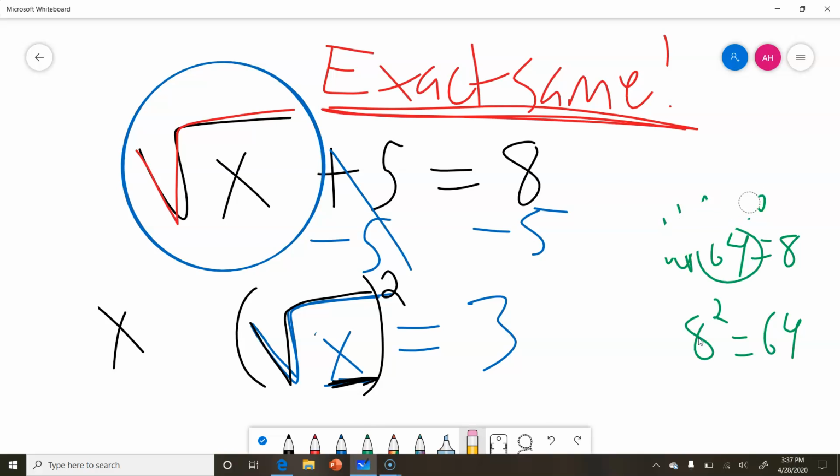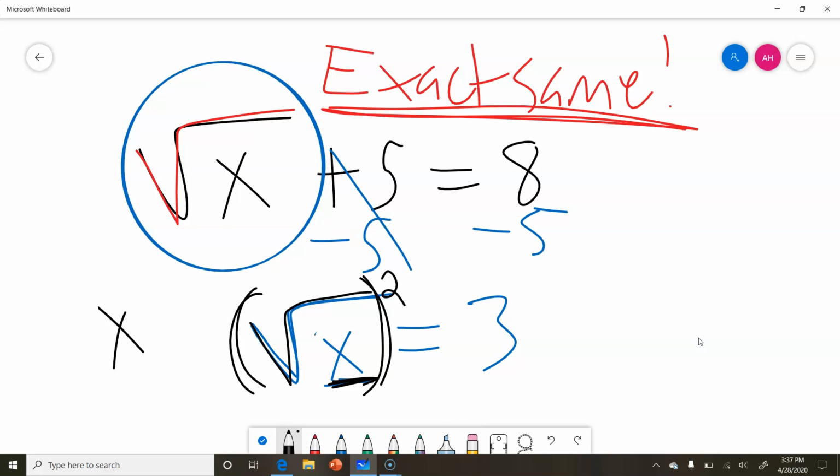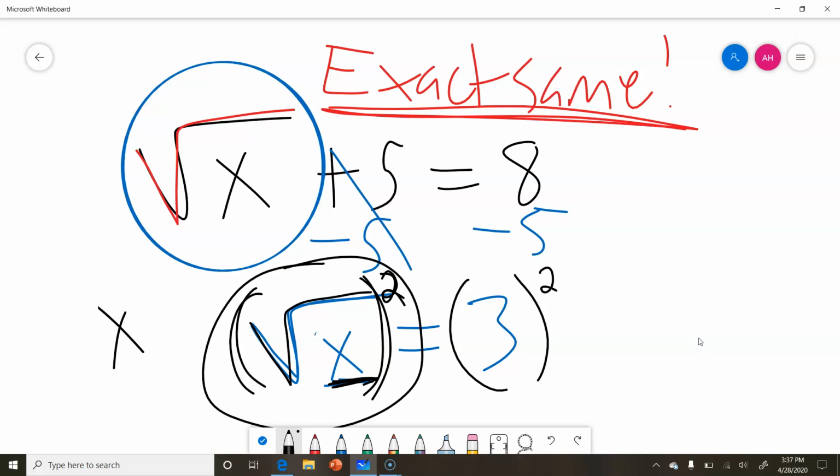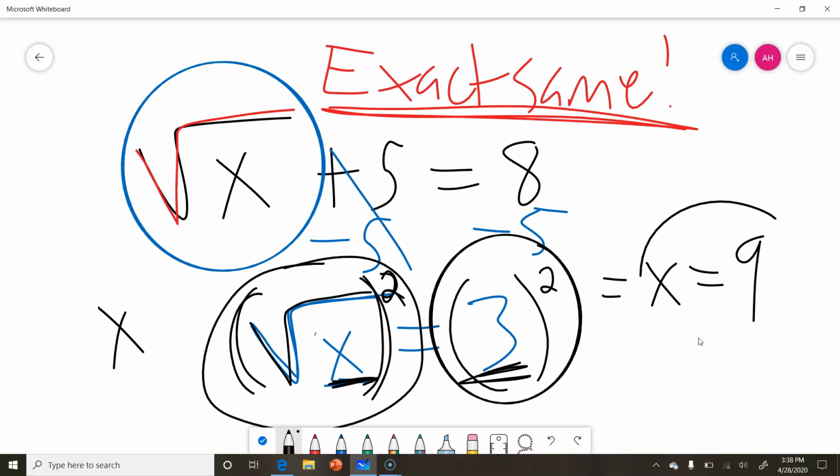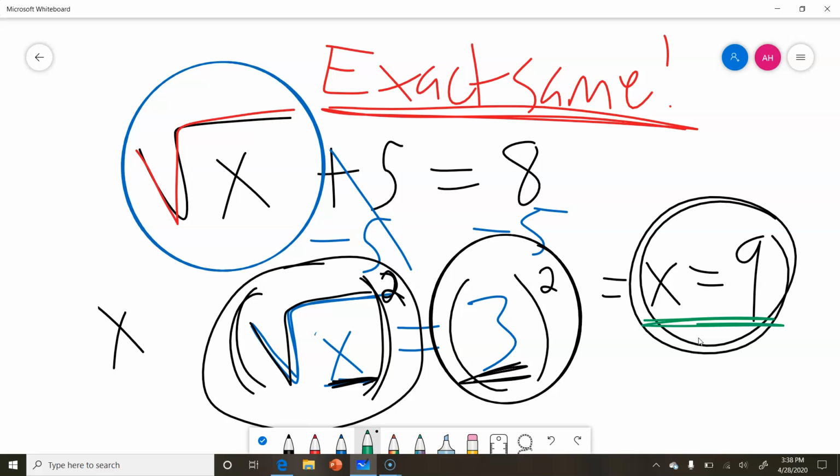So back to this problem over here, when we do the squaring on this side, remember whatever you do to one side, you have to do to the other side. And we just square the other side. So now this whole thing here turns into x. Isn't that pretty amazing? And x equals, and then what is 3 squared? Well, that's just 9. So my final answer is x equals 9. Okay, that's just going to take some time.